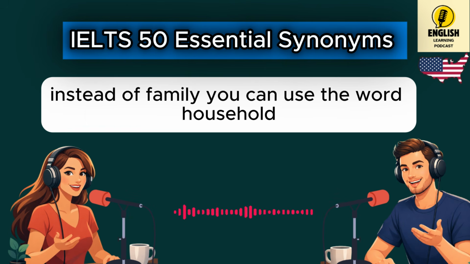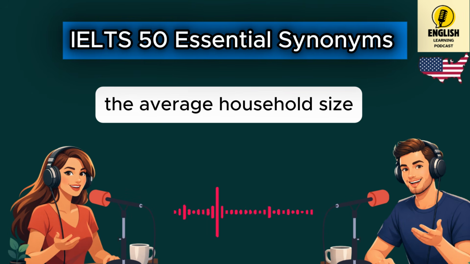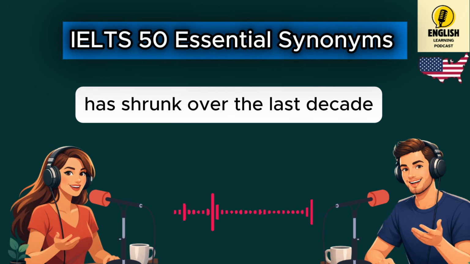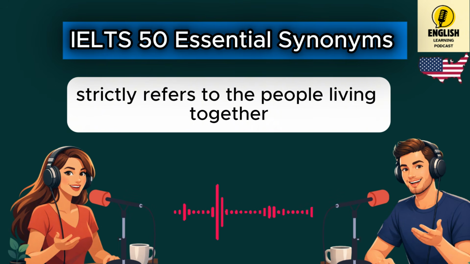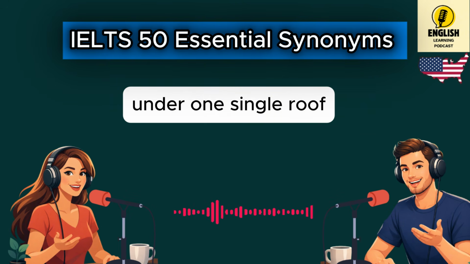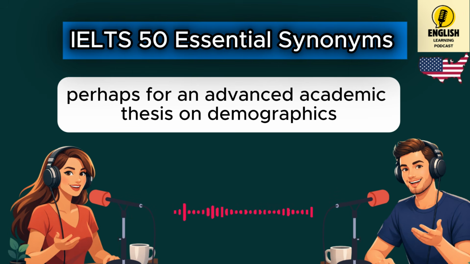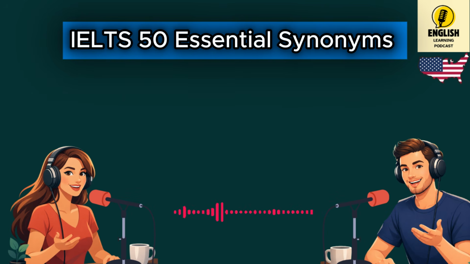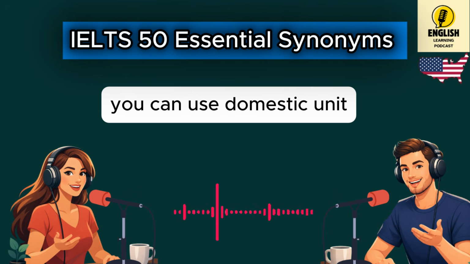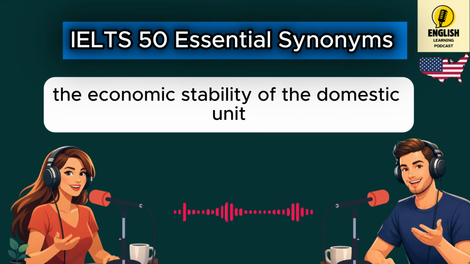Instead of family, you can use the word household. The average household size has shrunk over the last decade. A household strictly refers to the people living together under one single roof. And if you require a highly formal sociological term, perhaps for an advanced academic thesis on demographics, you can use domestic unit, the economic stability of the domestic unit.